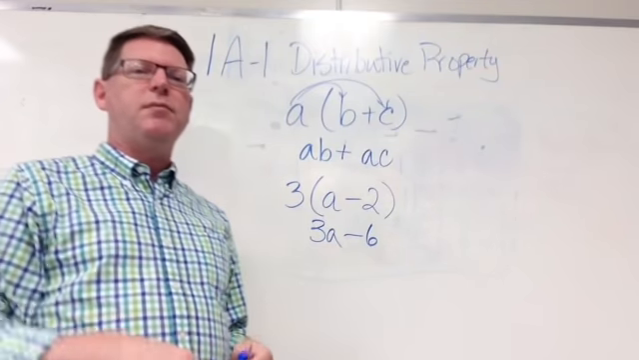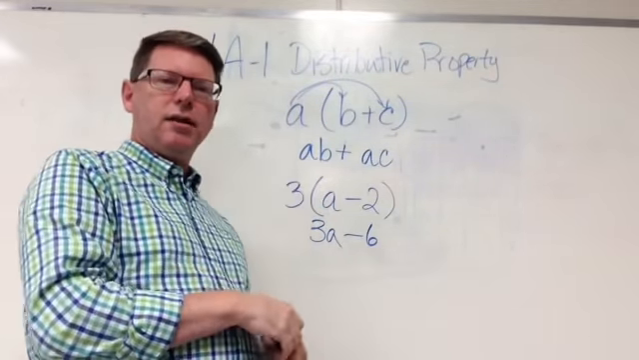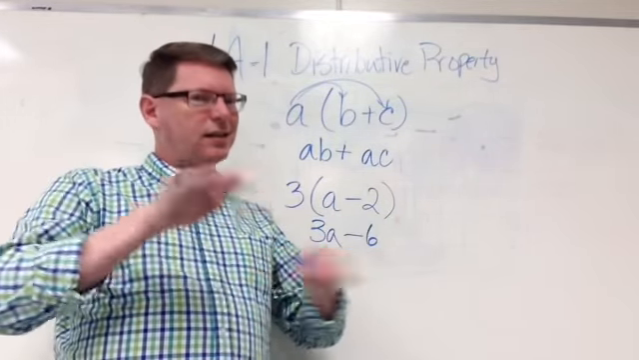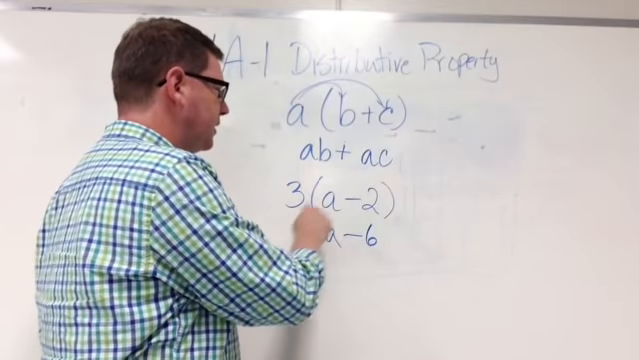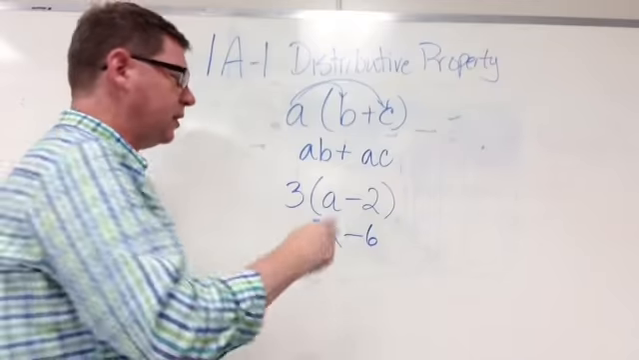Now here's where most of the problems happen when we're doing distributive property. You multiply the 3 times the A and then you forget, and you just write down minus 2. It doesn't work that way. You've got to multiply the 3 times everything inside the parentheses. Sometimes I can have more than 2 things. So what if I have this one?